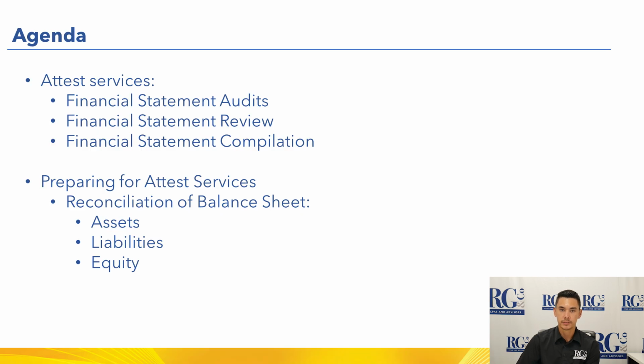So looking at the agenda for today's presentation, we're going to start with an overview of the three different types of attest engagements, which are audits, reviews, and compilations. For each engagement, I'm going to touch on what each of them are, what the process is of going through each engagement, and what to expect as a client, as well as when each engagement is necessary or required. Then we're going to transition to Matt, who's going to cover the steps to produce audit-ready financials and to make that process go as smoothly as possible.